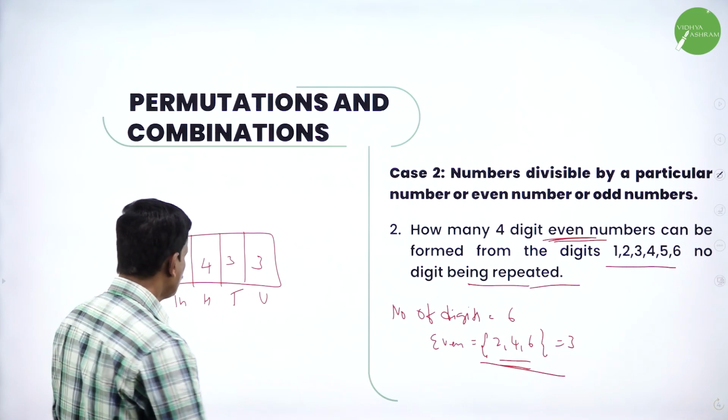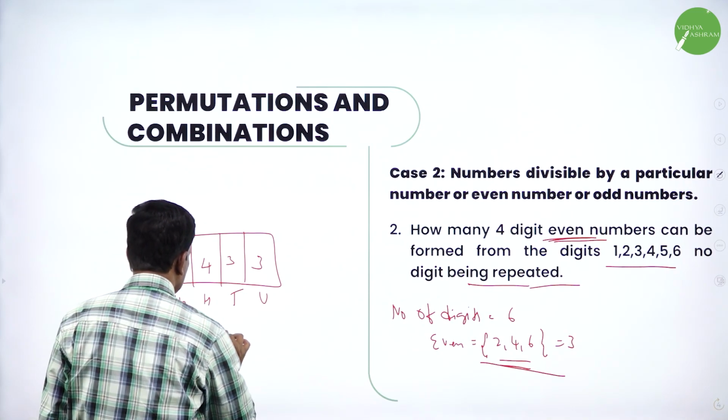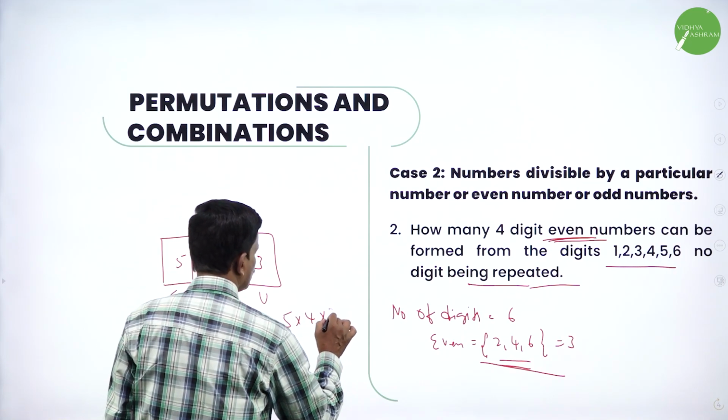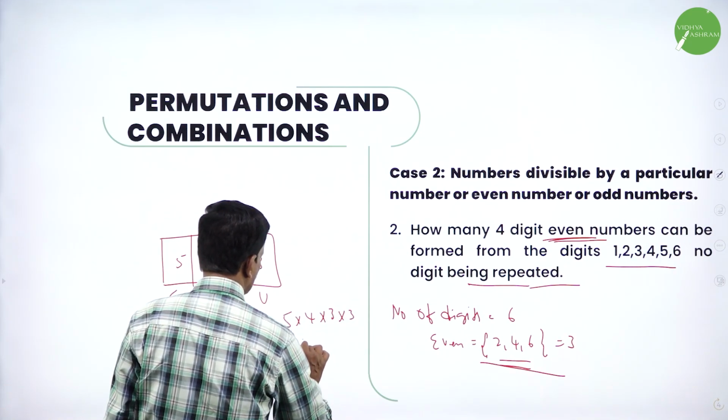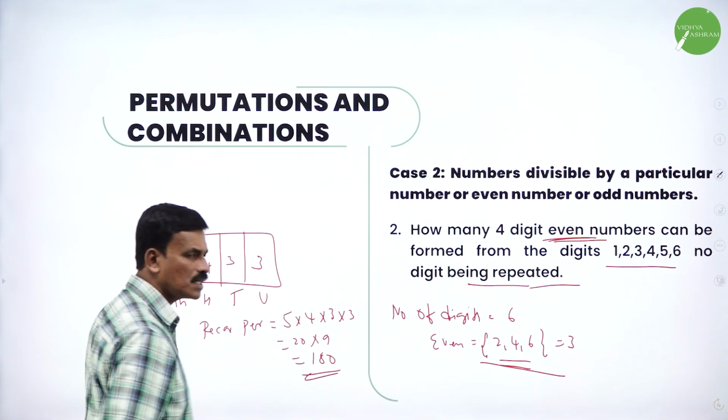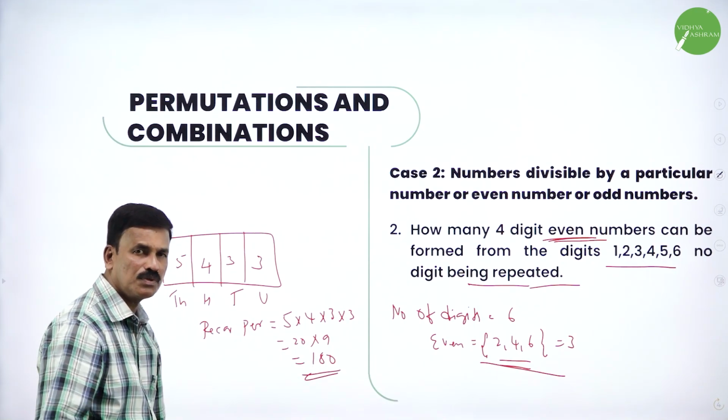That's it. So therefore the required permutation is equal to 5 into 4 into 3 into 3. 5 fours are 20, into 9. That's equal to 180. This is the required permutation. That's it. Hope you follow.